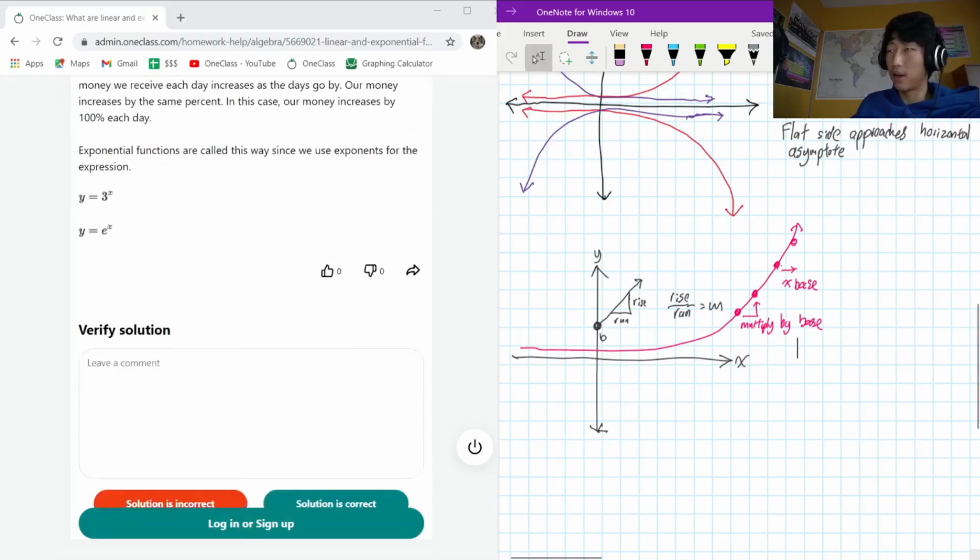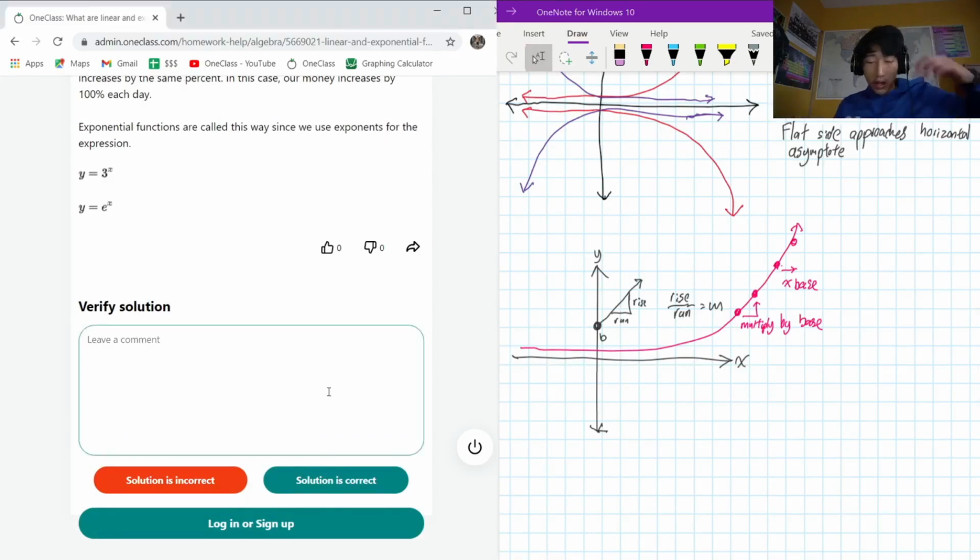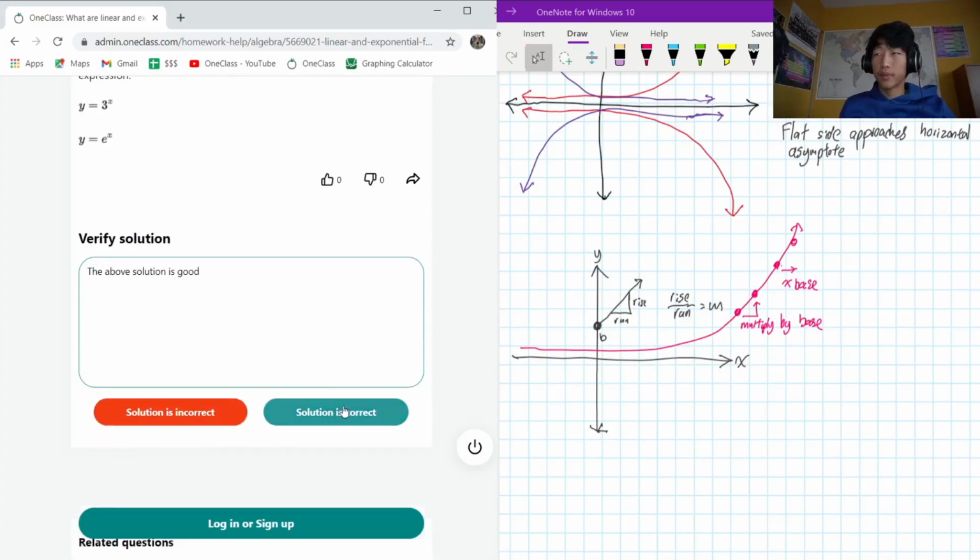Okay, so this is, I would say, a fairly complete rundown of exponential and linear functions. So the above solution is good. Cool.